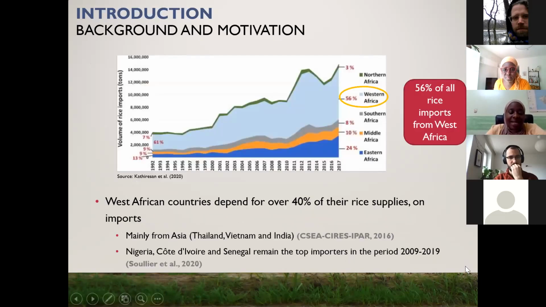As I said before, in West African countries we consume a lot of rice, but this rice is coming from outside, so we depend on importations. If you see on the graph, 46% of global importations of rice go to West Africa. So we highly depend on importation to consume rice. These importations mainly come from Asia, countries like Thailand, Vietnam, and India. And for West Africa, Nigeria, Ivory Coast, and Senegal are the top importers in the period 2009-2019.